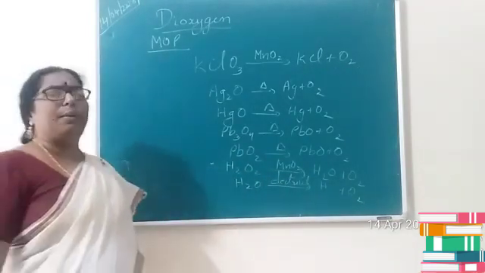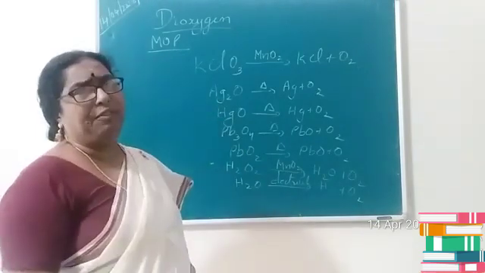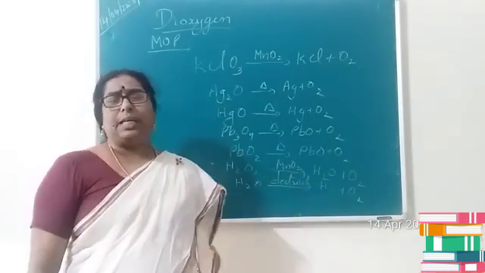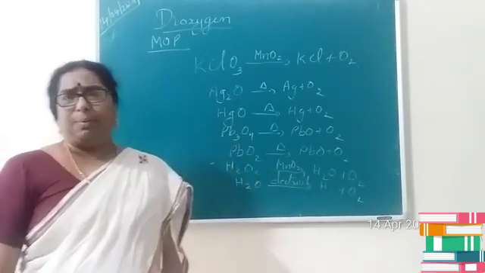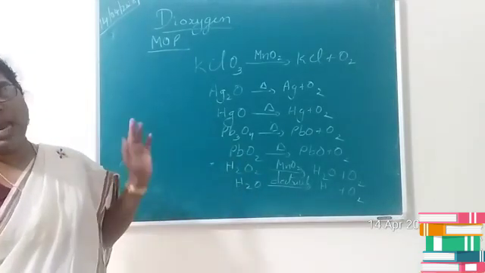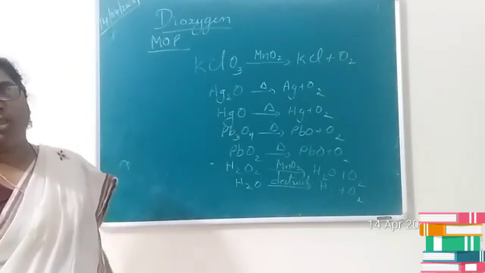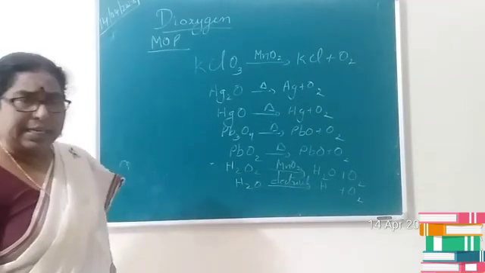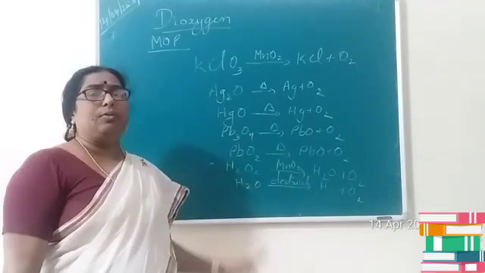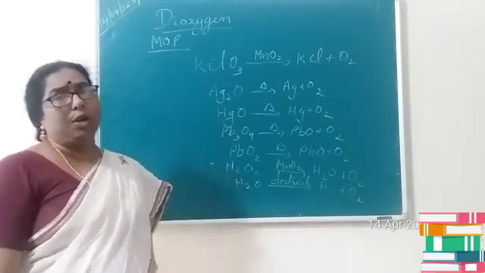The most common method is to prepare oxygen from air. First you remove gases like carbon dioxide and water vapor, and then by liquefaction followed by distillation you can get oxygen as dioxygen and dinitrogen. Is it clear children? These are some of the methods for the preparation of oxygen.